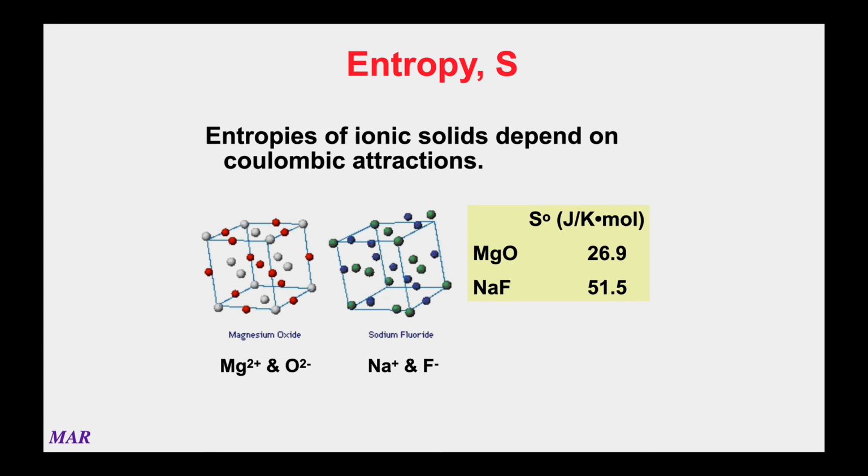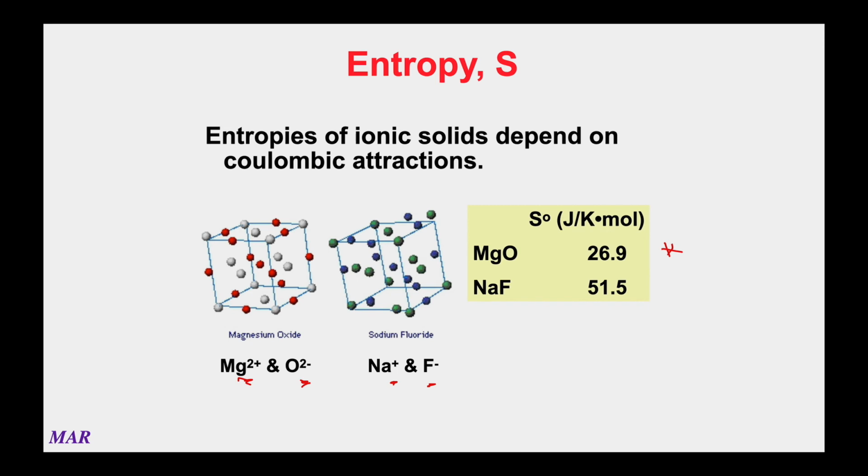Now, if you look at MgO and NaF, MgO has a +2, -2, and that's like two handshakes holding on to each other, as we talked about in the earlier classes. Those are stronger bonds. It's harder to break up a +2, -2 than a +1, -1. So +2, -2 combinations of ions are actually stronger. They don't go around as much. They don't have as many microstates. So MgO has a lower entropy than NaF.